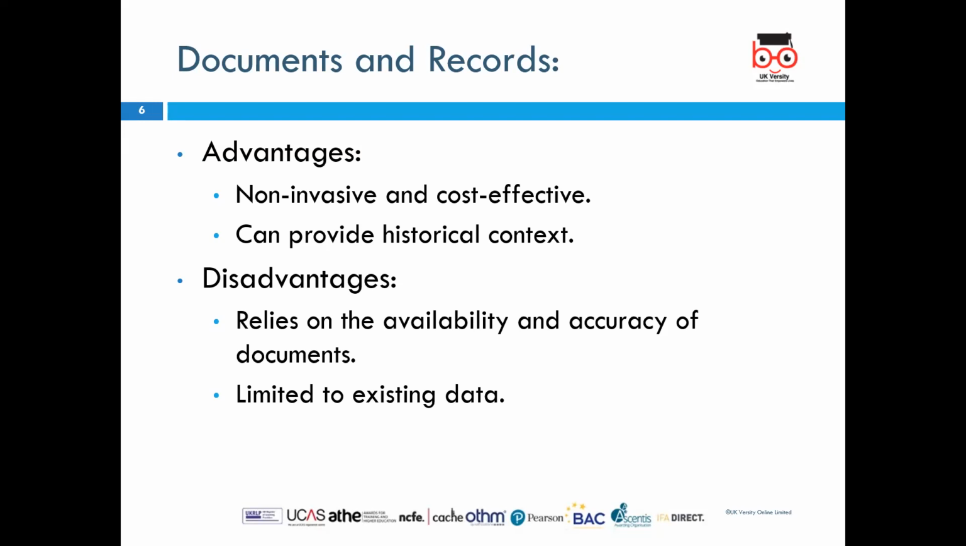So the next is the disadvantages of documents and records. The main disadvantage is that it relies on the availability and accuracy of the documents. For example, if you take data from any blog, it may not be very accurate. But if you take data from a government publication, you can rely on that data. That is authentic data. So you must be very careful about where you're selecting data from.